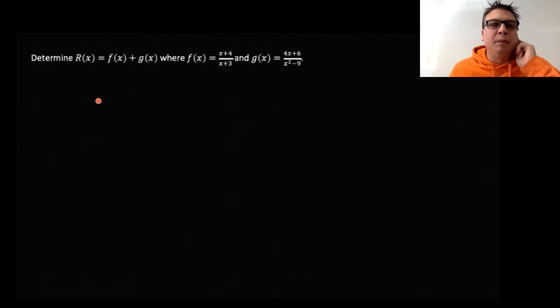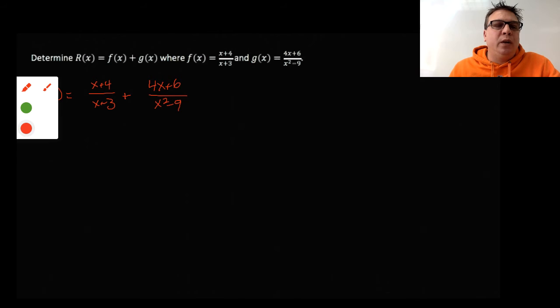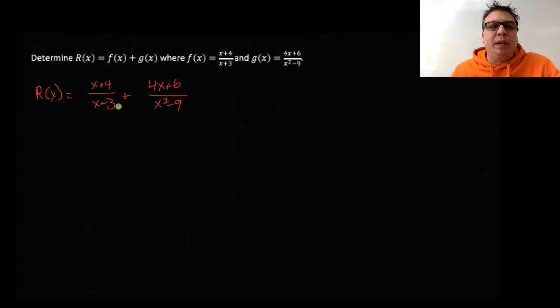Next example is very similar. We're just now going to add f and g. So now r of x is equal to x plus 4 divided by x plus 3, and I'm going to add to that 4x plus 6 divided by x squared minus 9. We know that we have to factor everybody to see what we have. This is an x plus 3. That's a bad plus sign, so I apologize for that. That's an x plus 3. Let's factor this. Difference of two squares, so x plus 3, x minus 3.